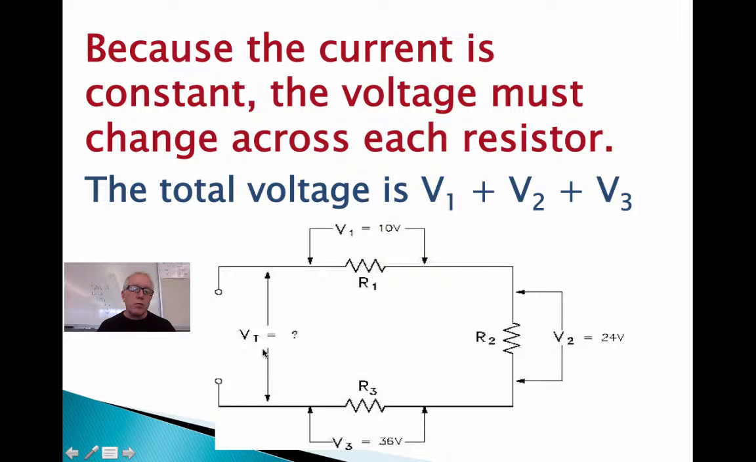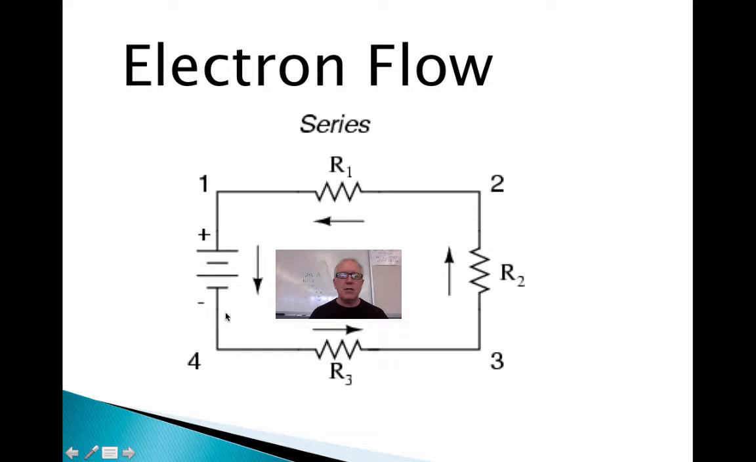So what's the total voltage for this circuit? It's 10 plus 24 plus 36. So let's see, 36 plus 24 is 60, and 60 plus 10 is, 70. So 70 volts would be the total voltage over here. And that's the idea here.